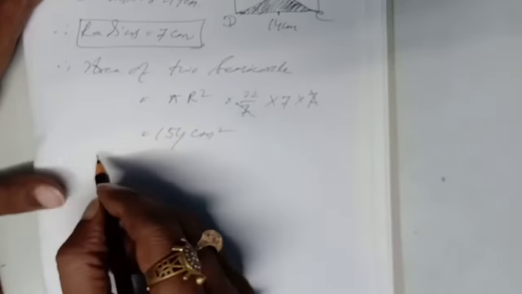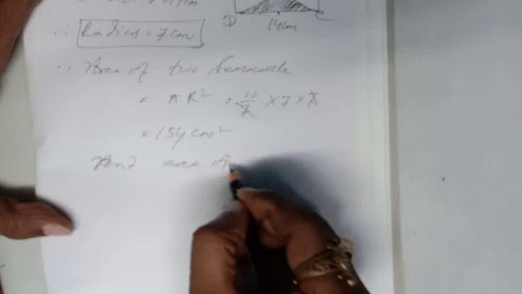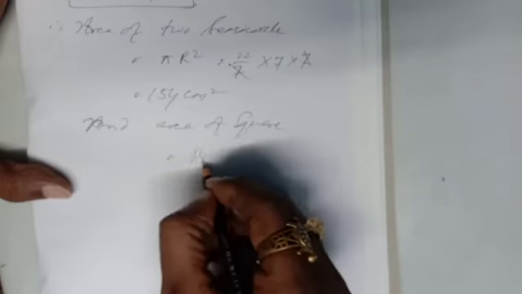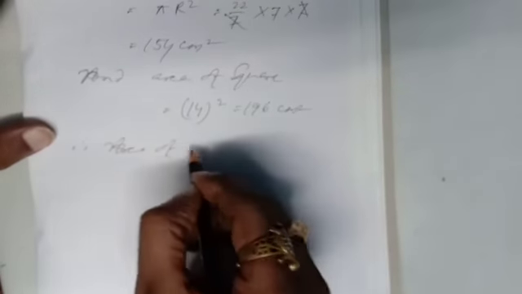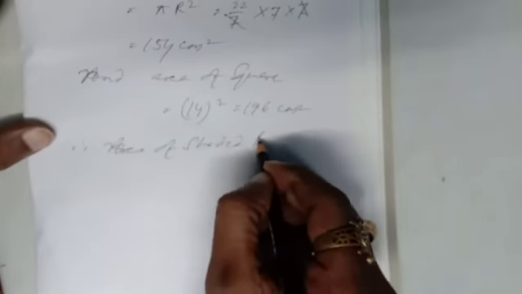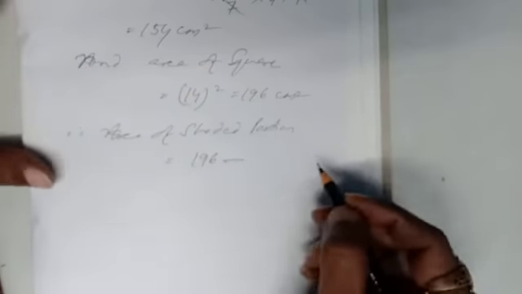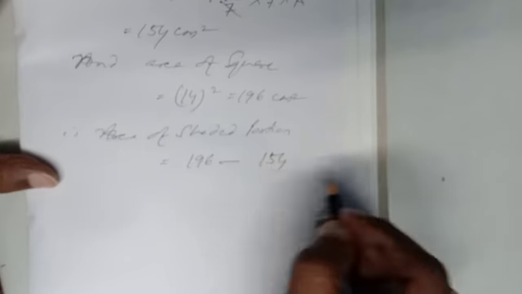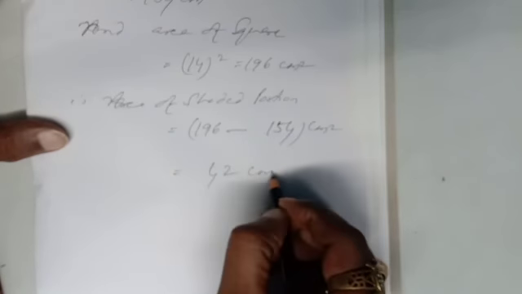Next, area of square. How to find out area of square? That is side whole square, 14 whole square, that is 196 centimeter square. Therefore area of shaded portion. Area of shaded portion means area of square, that is 196, minus area of two semicircles, that is 154. Finally, how much you get? 6 minus 4 is 2, 9 minus 5 is 4, so 42 centimeter square.